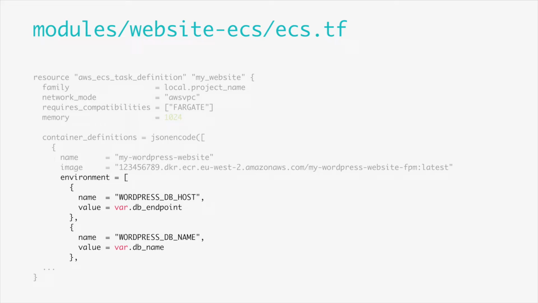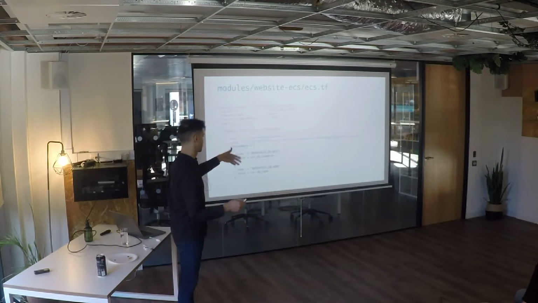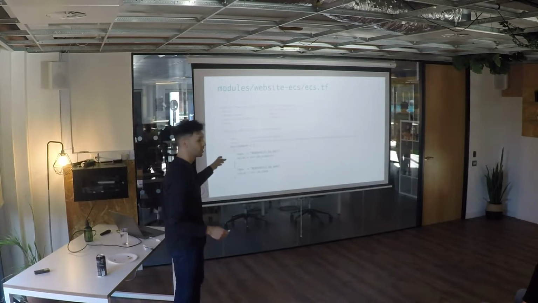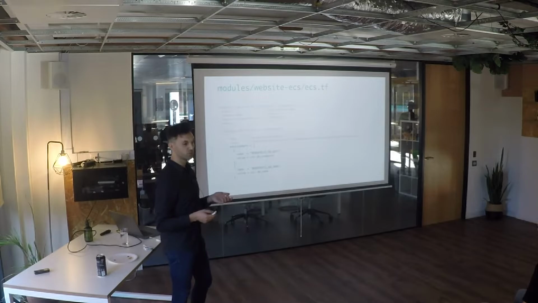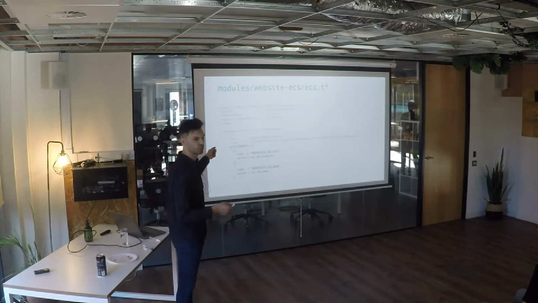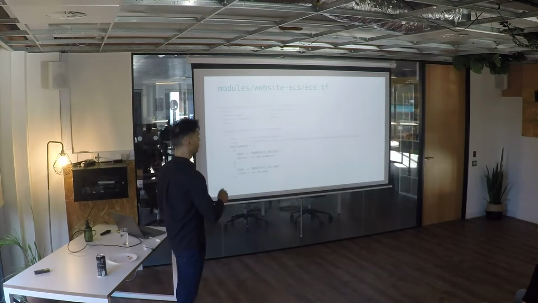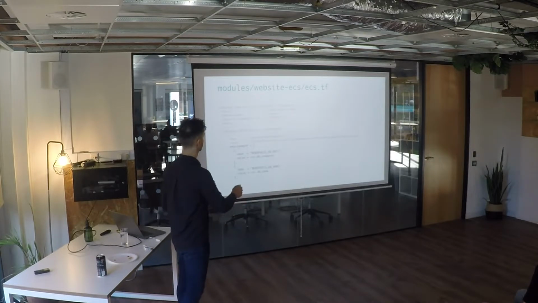I'm also passing in some environment variables, telling WordPress where to find my database, the name, credentials, and a few other things. If people have used Docker Compose, this definition is actually quite similar to Docker Compose. Of course, this file will have a lot more resources inside. This is just an example of what the Terraform code looks like.